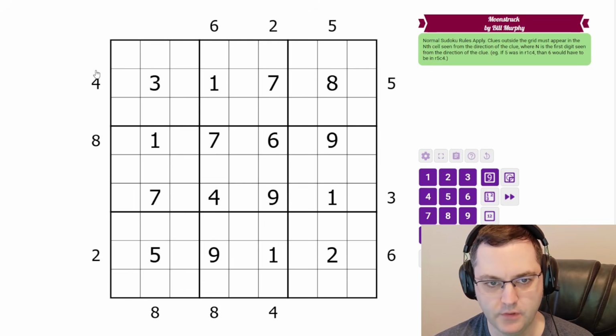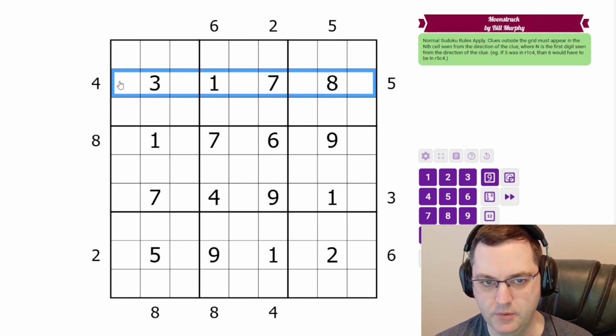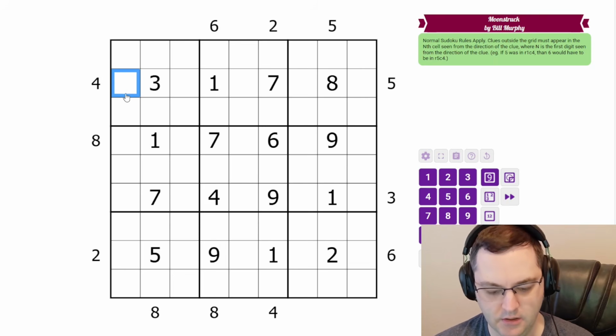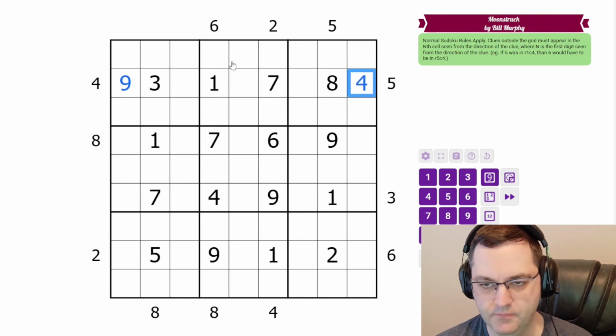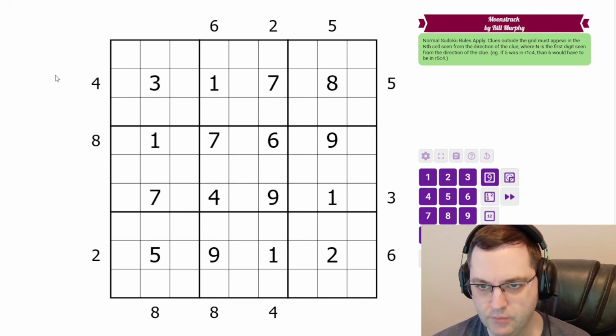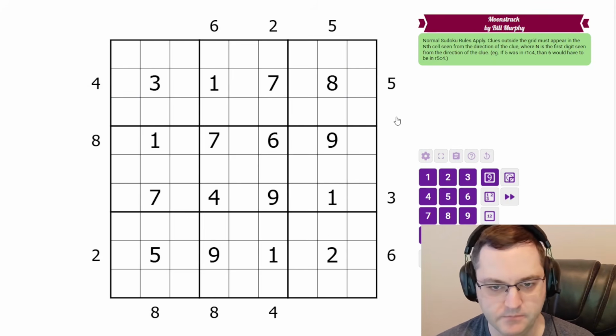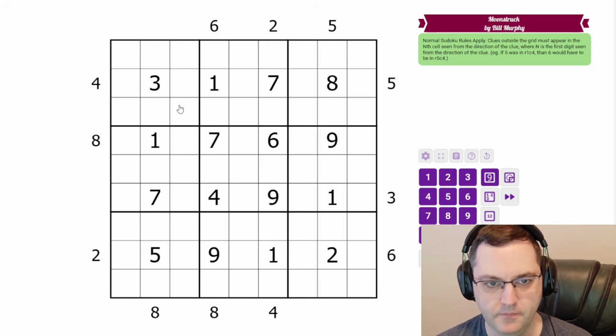And the way it works, this 4 here, the 4 in this row is going to appear in the nth cell where this is in. So if this were a 9, say, then 4 would appear in the 9th cell, so this cell. And that's how these clues work. That's it. So let's get into it.